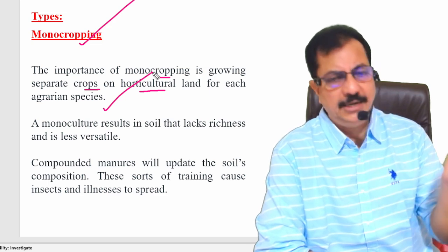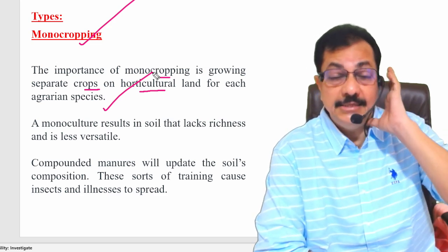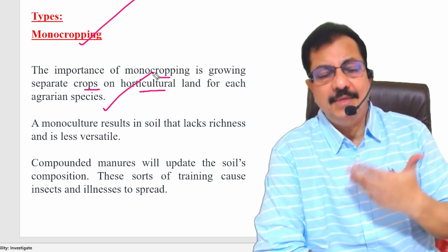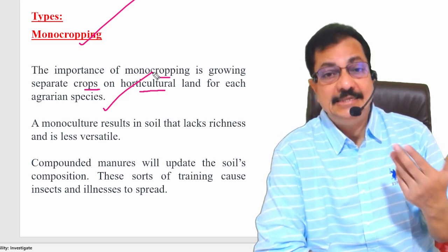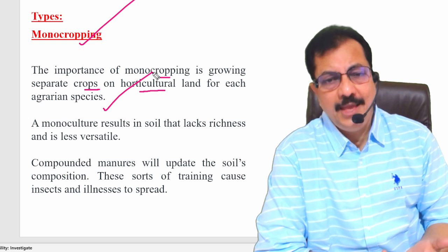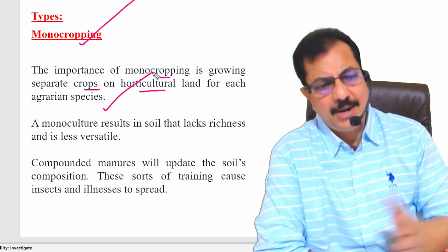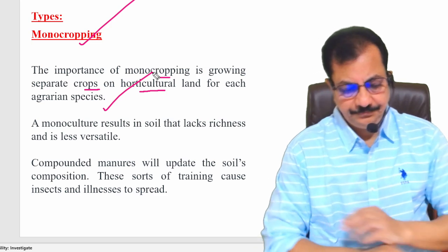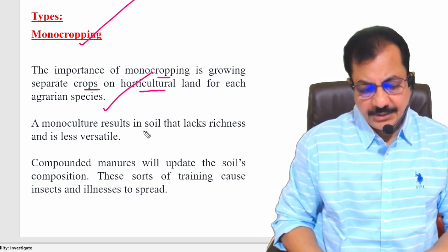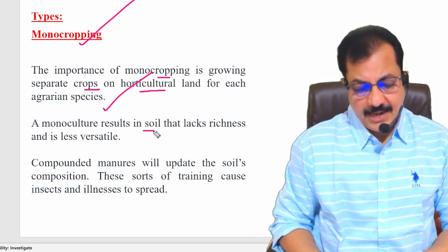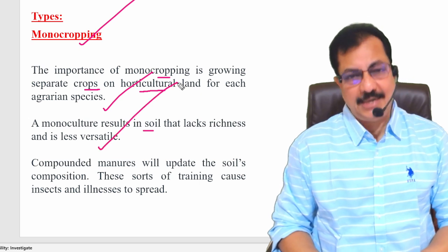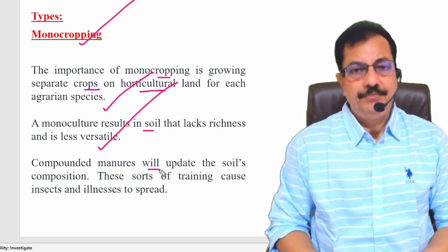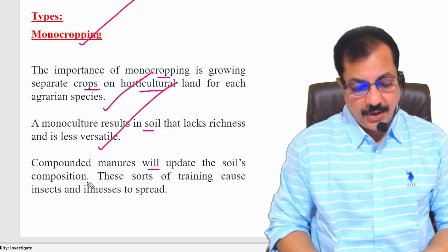In the majority of the lands in India, we saw this type of cropping earlier, but nowadays, because of the awareness and increase in technology, we have changed this particular system, and we are still on the path of shifting to other methods. A monoculture results in soil that lacks richness and is less versatile. Clear?